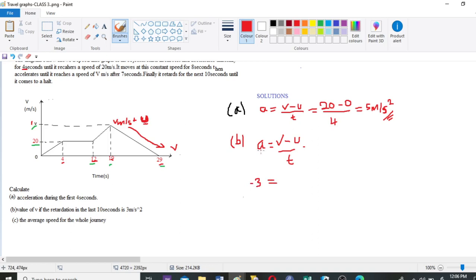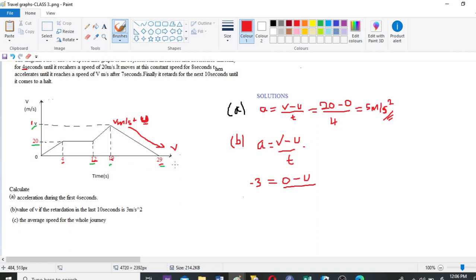So where there is acceleration, we replace it with negative 3, and then our final velocity is 0 from our analysis. Then our initial velocity is what we are calculating for, when the car was moving at v meters per second. Now t is the time it took for the car to retard. So the car retarded from 19 to 29.